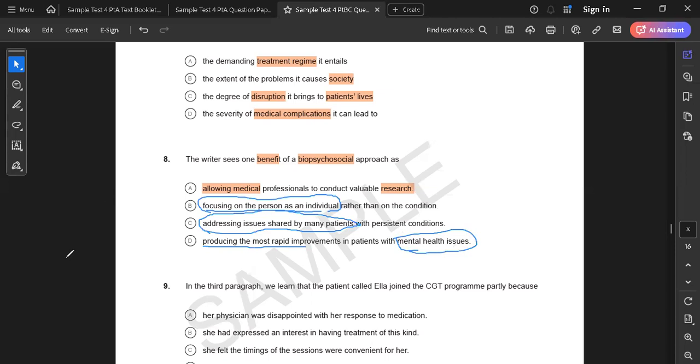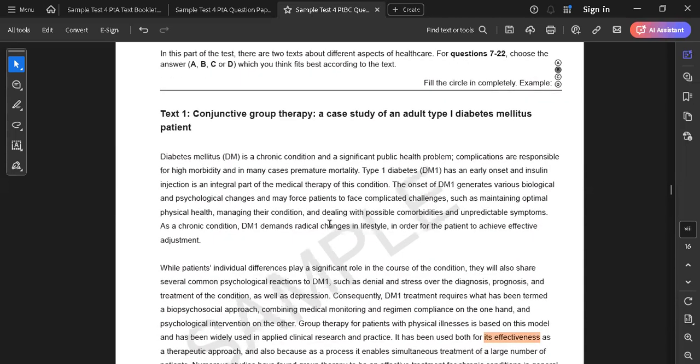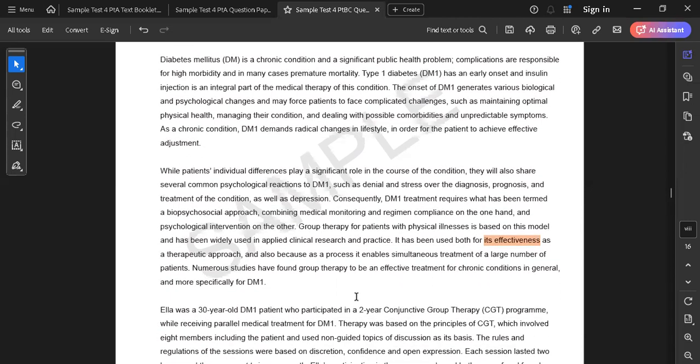So after underlining your keywords, now you will first scan for the question keyword, biopsychosocial. Go back to the passage. So your first answer was in the first paragraph. Next answer should be in the next paragraph. So first you will see your question keyword, biopsychosocial approach. It means it is given here.